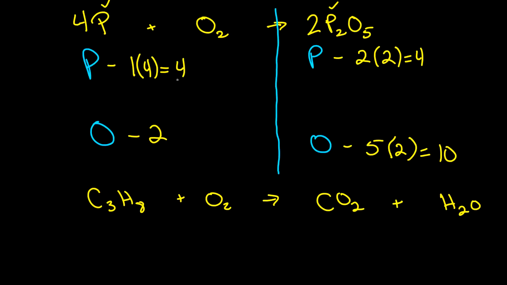Next, we move on to the oxygen. On my product side, I got 10. On my reactant side, I got 2. Well, 2 can go into 10 five times. So if I multiply this by 5, it'll give me 10. So my oxygen side needs to be multiplied by that 5. 5 times 2 is 10. 2 times 5 is 10. My oxygens are balanced. Everything's good now.